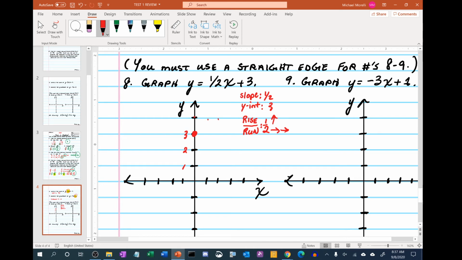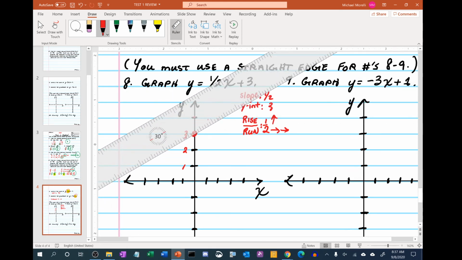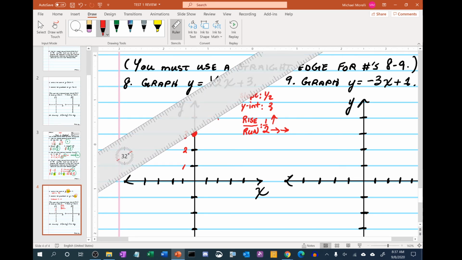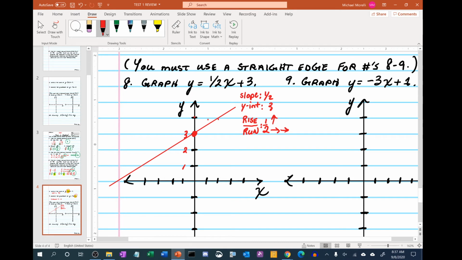Now here comes the ruler. You want that ruler, and you want to draw a line that goes all the way through the graph like that. Just like that.